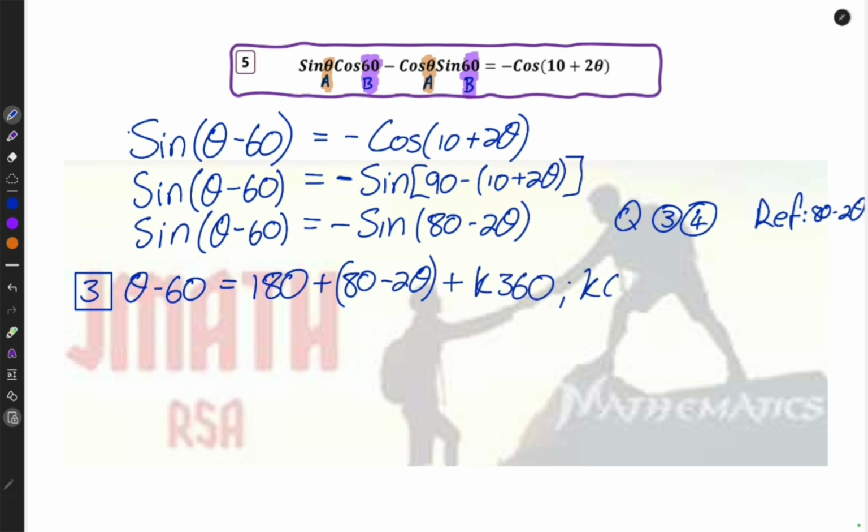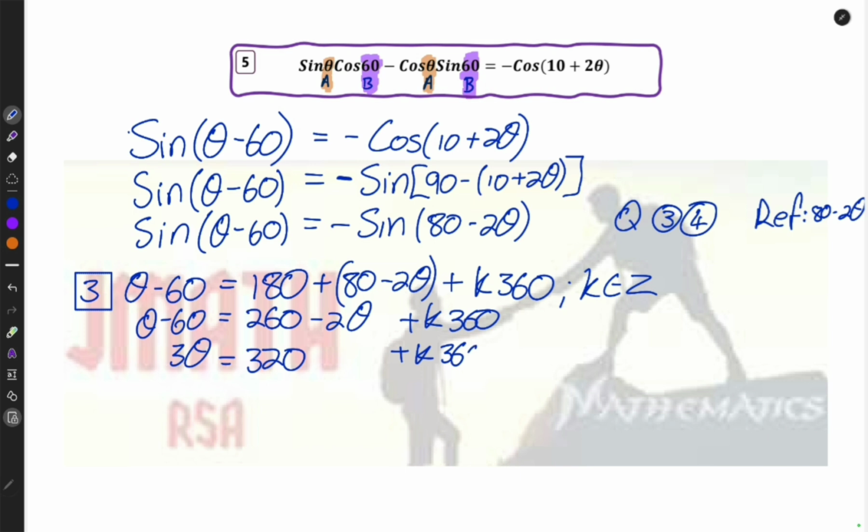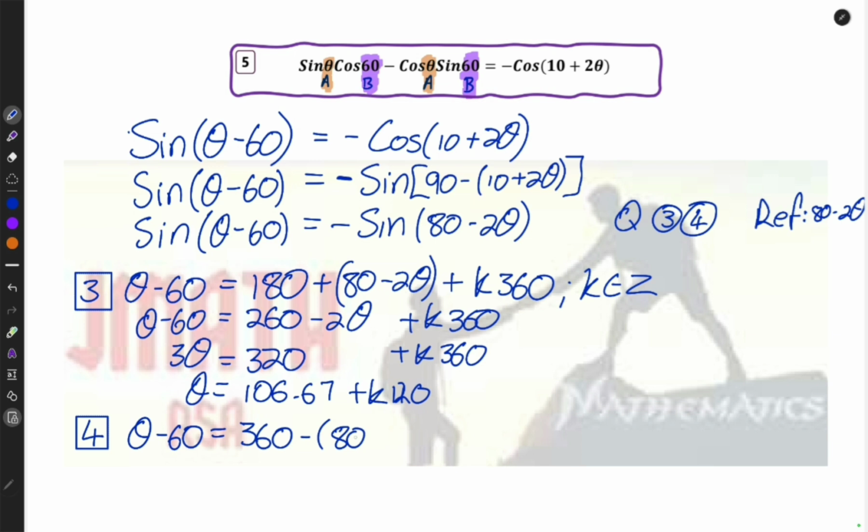So to simplify this then, I can just say this is theta minus 60, and that's going to be 260 minus 2 theta. I'm going to bring the theta to the left, so it's then 3 theta, and that is 320. Just remember to add the k 360s. Okay, and then in simplest form, this would be theta is equal to 106.67 plus k 120. That's it for quadrant 3. And then in quadrant 4, it's going to look exactly the same, but I'm going to use 360 minus instead of 180 plus. So 360 minus, then brackets 80 minus 2 theta plus k 360.